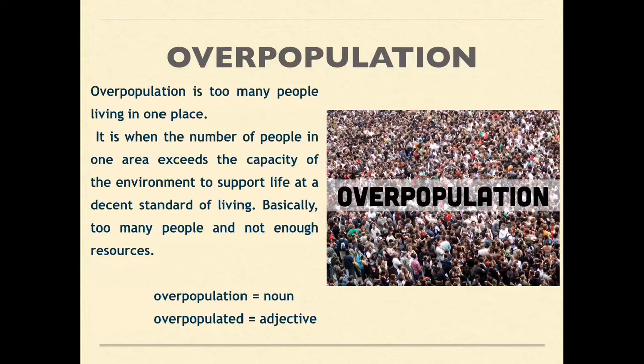From this picture, it should be very easy to understand what overpopulation is. Overpopulation is too many people living in one place. It is when the number of people in one area is greater than the capacity of the environment to support life at a decent standard of living. Basically, too many people and not enough resources is the best definition of overpopulation.